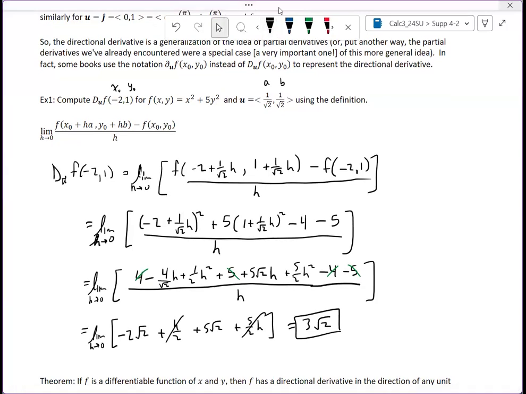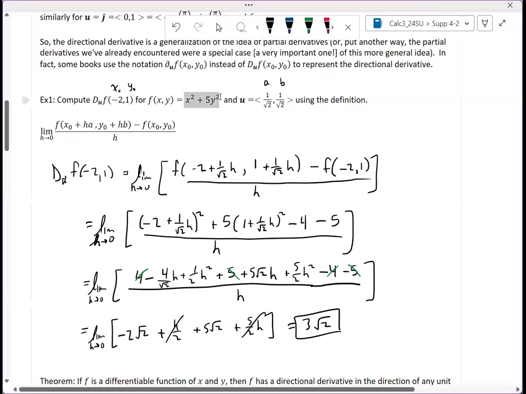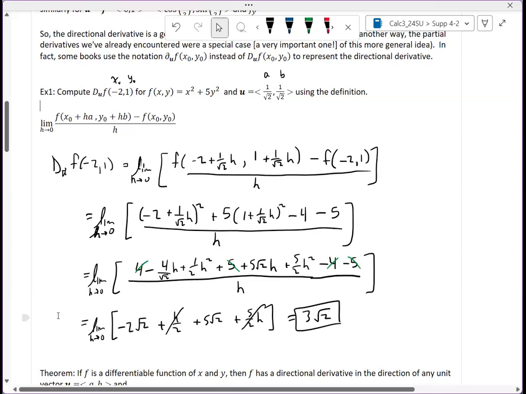Okay, so that was a decent bit of work, and that was even for a function that wasn't too bad, just the quadratic. You could imagine that a sine or an exponential or something is going to be quite messy.